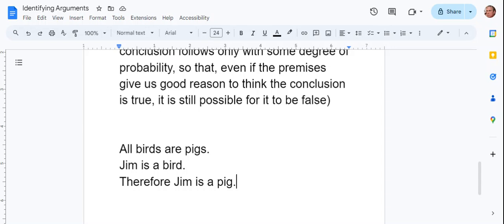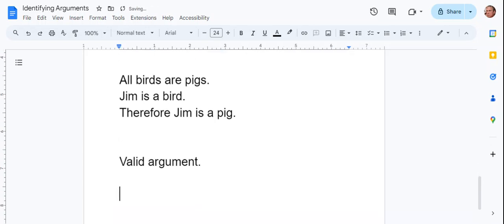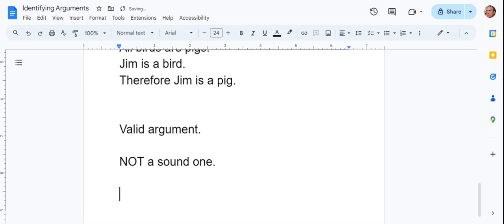We are not saying that the premises are true. What we are saying is that if the premises are true, then the conclusion follows from them. Meaning, if the premises are true, then the conclusion must be true. So this argument here about Jim, birds, and pigs, this is a valid argument by our definition. It is not a sound one. It is not a sound argument.